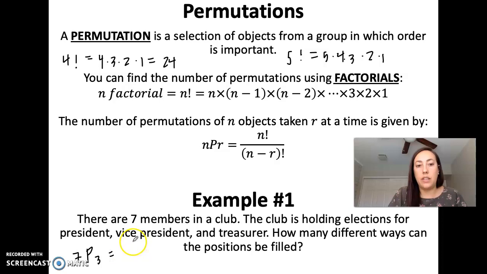So plugging that into the formula, on top we're going to have 7 factorial, and on bottom we're going to have 7 minus 3 factorial. That simplifies to be 7 factorial over 4 factorial.